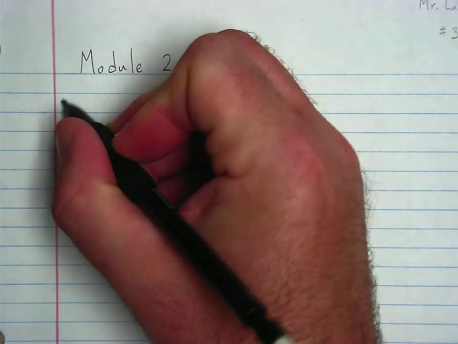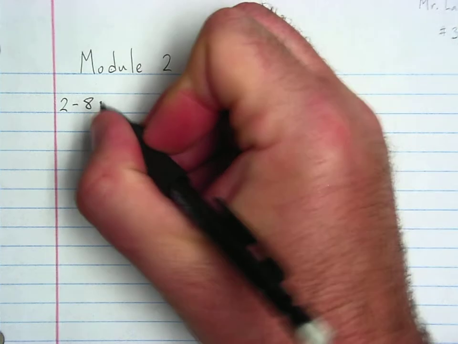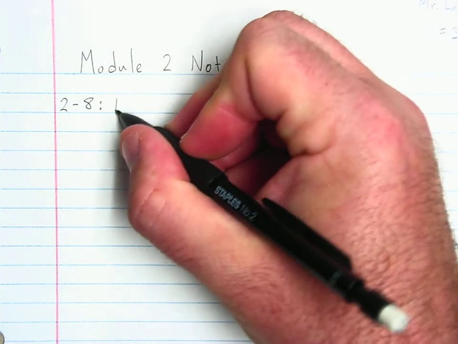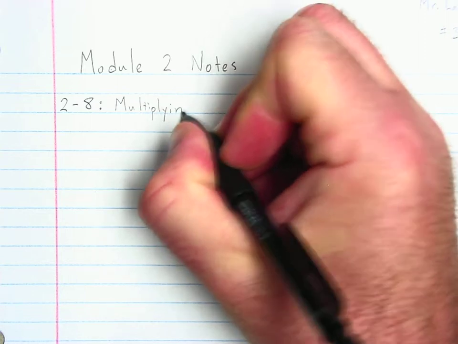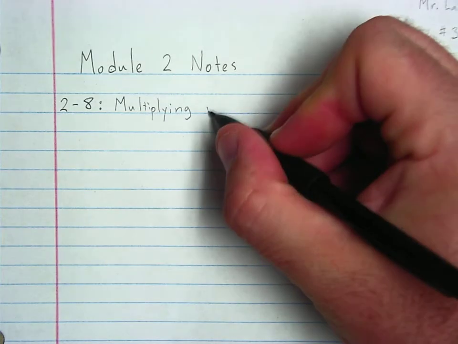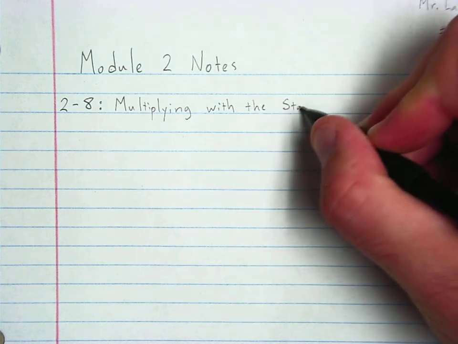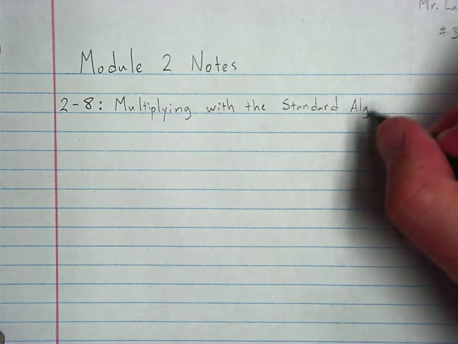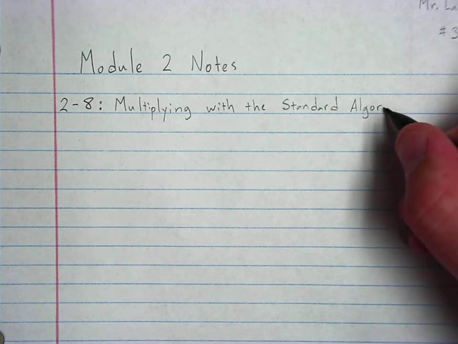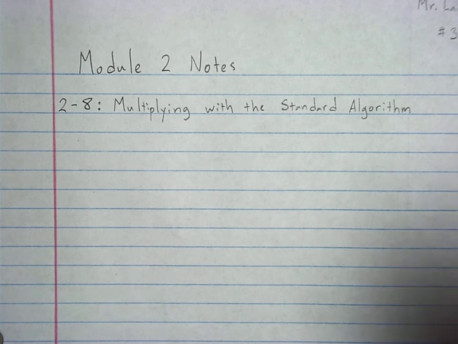Now, this is Lesson 2-8, Module 2, Lesson 8. Today, after working with models and doing some other things, we're going to practice multiplying with the standard algorithm. You have done this before. The algorithm itself is not new.